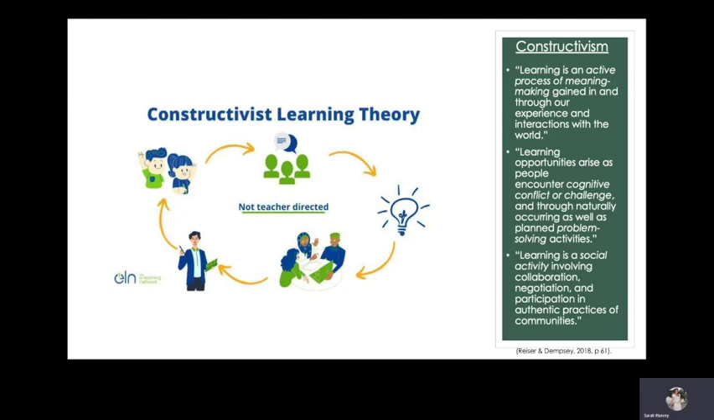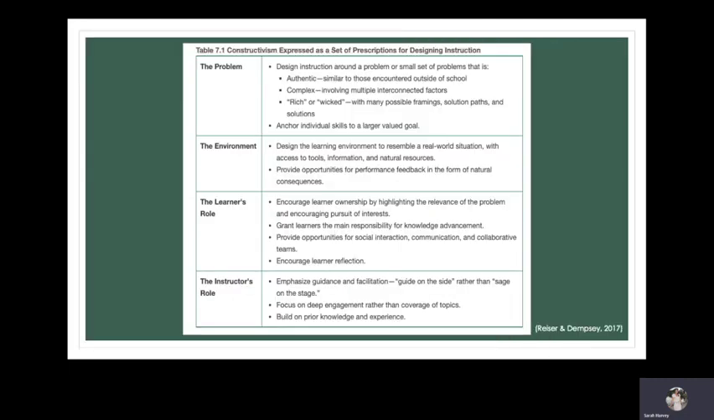The second thing, learning opportunities arise as people encounter cognitive conflict or challenge and through naturally occurring as well as planned problem-solving activities. So students have to think critically and go through an inquiry process. And then the third point, learning is a social activity involving collaboration, negotiation, and participation in authentic practices of communities. Again, this is very similar to active learning in that we are focusing on the collaboration piece to work towards achieving understanding and working very hands-on with the tasks at hand.